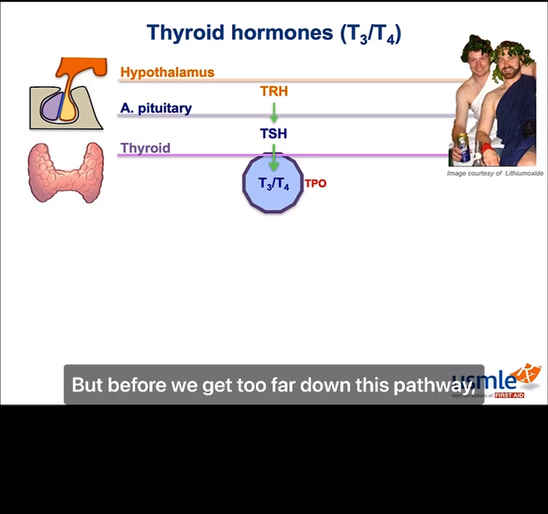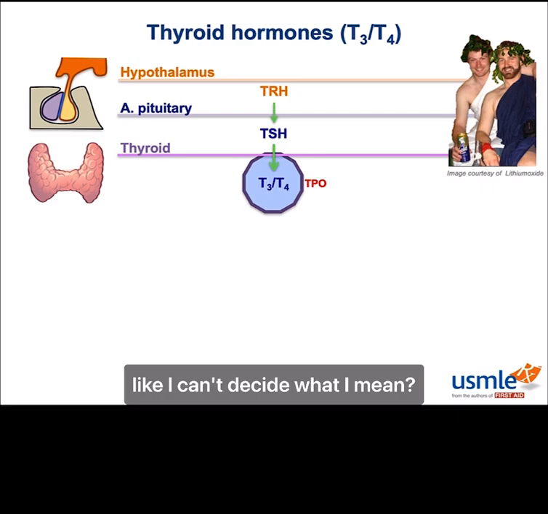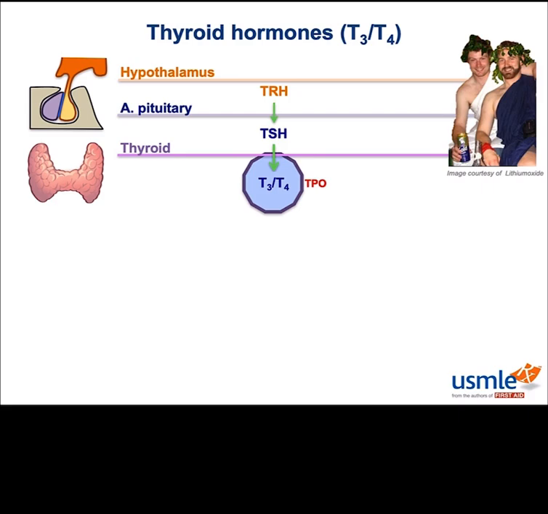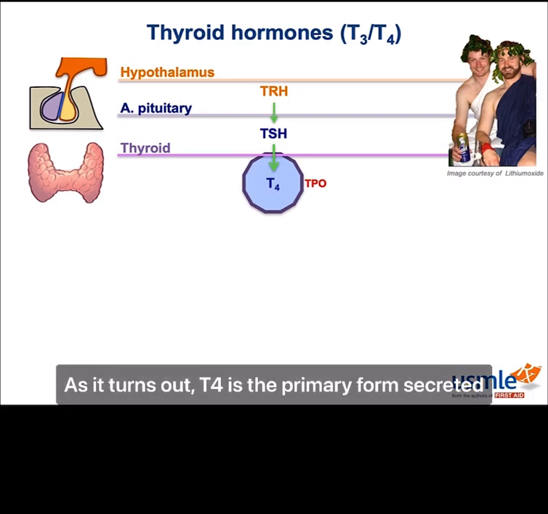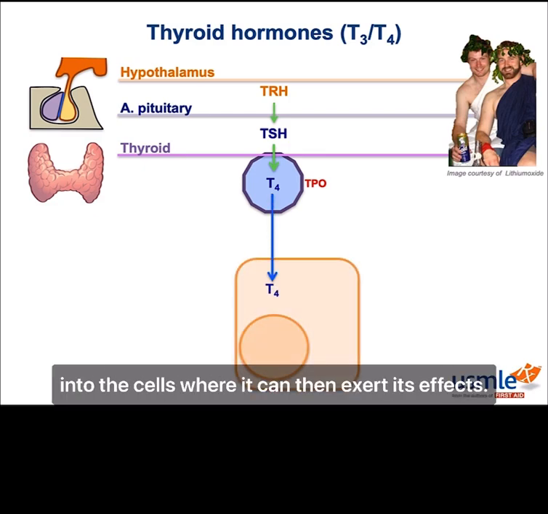But before we get too far down this pathway, why do I keep saying T3 and T4 in the same breath like I can't decide what I mean? What's the difference? As it turns out, T4 is the primary form secreted by the thyroid gland, and it's imported into the cells where it can then exert its effects.